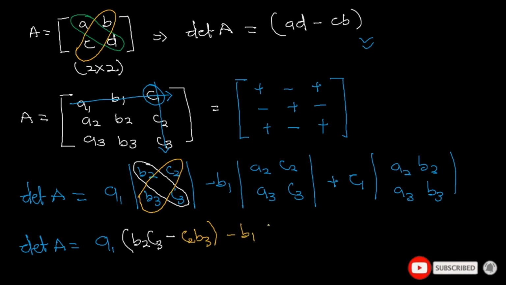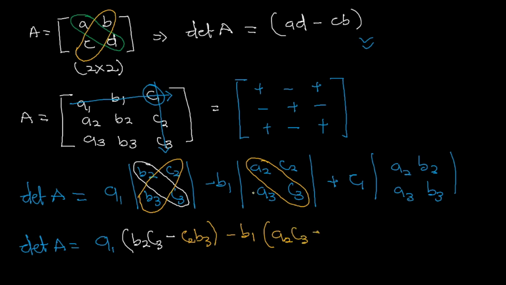what? B1, then into bracket we multiply this leading diagonal first, so it becomes what? A2 C3, then minus, then the following diagonal, that becomes what? C2 A3, then plus what? C1 into bracket, then we multiply the leading diagonal, which is what? A2 B3, then minus what? A3 B2. Okay, so this is how we find the determinant of a 3 by 3 matrix.